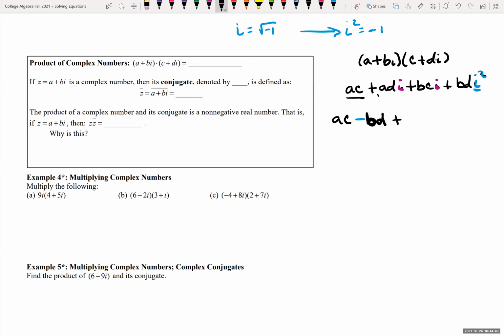plus, and now I'm going to factor out an i from those two middle terms that I have there. If I pull out an i, I would have inside the parentheses AD plus BC, all times i. So if we do the product, we get AC minus BD is the real part, and plus AD plus BC times i is the imaginary part.